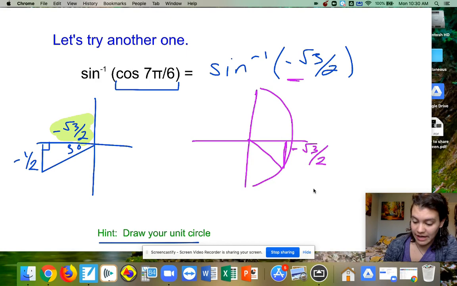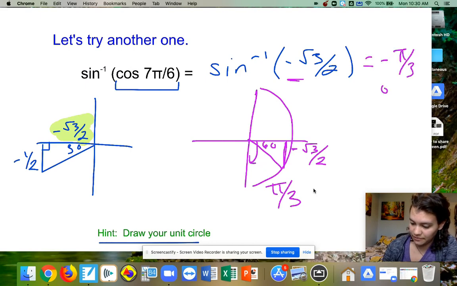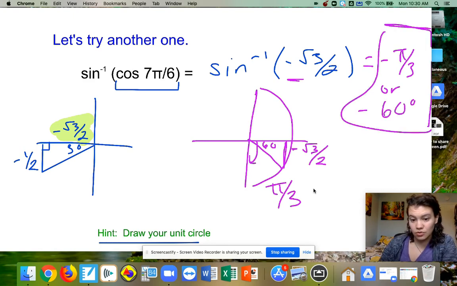We want to figure out an angle because it's a sine inverse. So this angle right here would have to be a 60 or pi over 3. And then since we're down below the x-axis, it's going to be negative. So your answer is going to be negative pi over 3 or negative 60 degrees. I usually do radians, but you can do either radians or degrees as long as you label your answer.